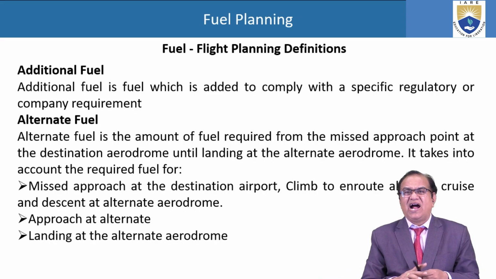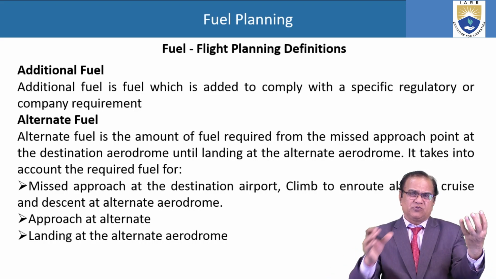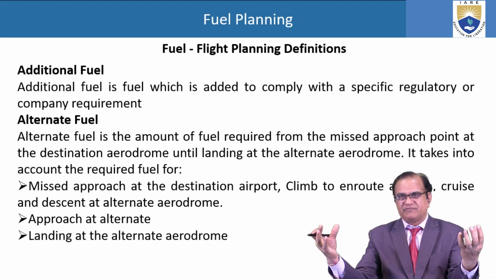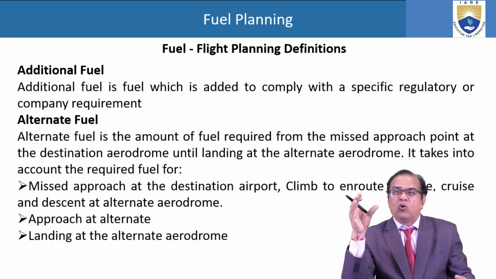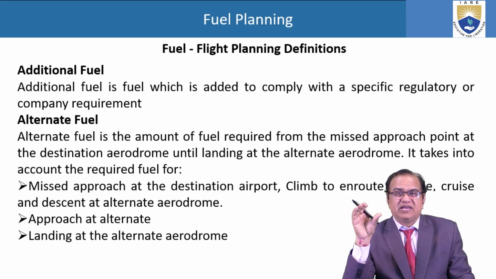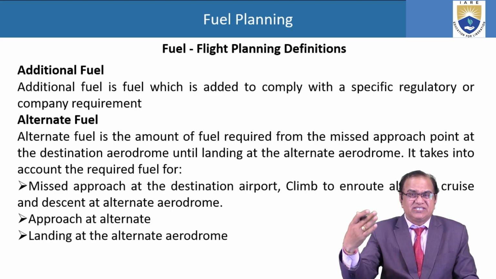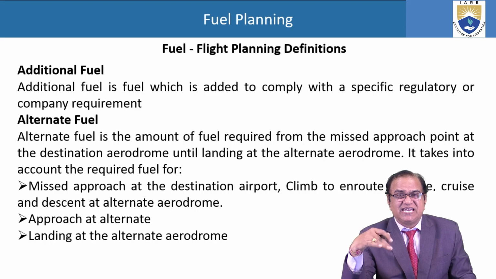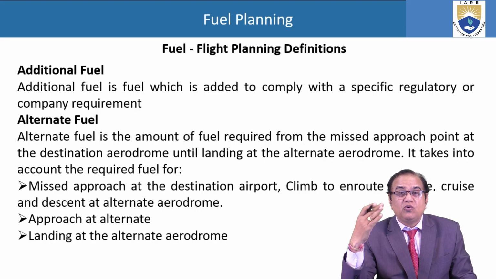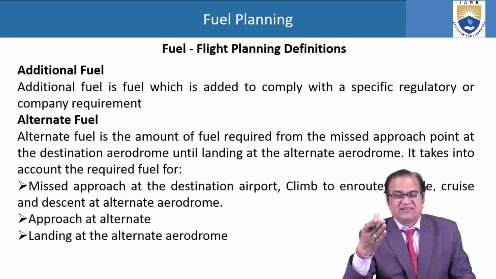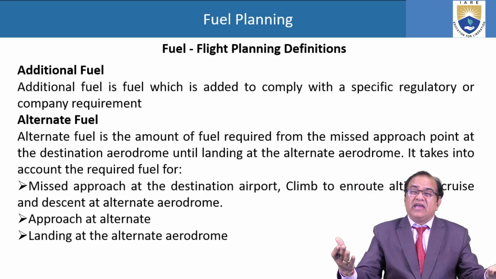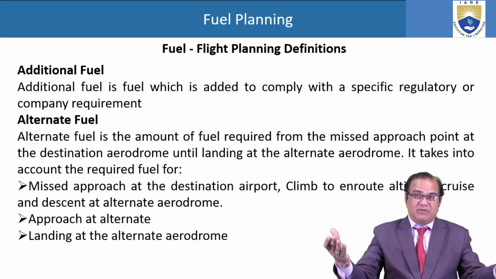So alternate fuel, if one aircraft is going from station A to station B, if you see that while approaching to the station B, you are on the landing approach and there is some problem on the runway, or ATC has informed that there is going to be some problem on the runway. So you have to see that the fuel is sufficient to land in another airport which may be nearby.